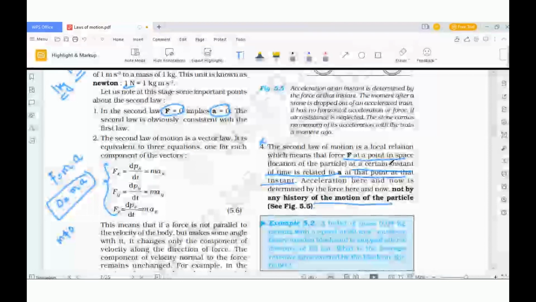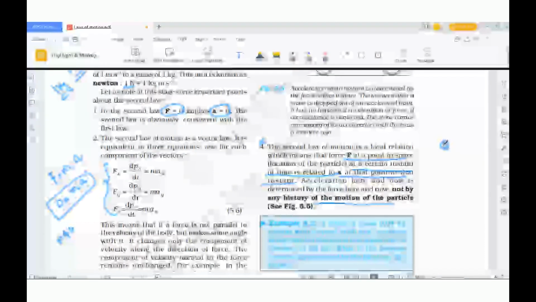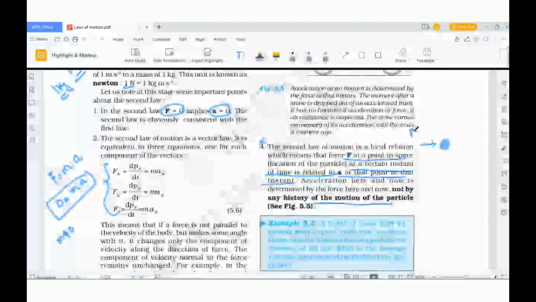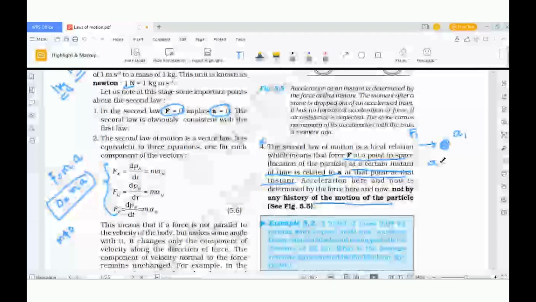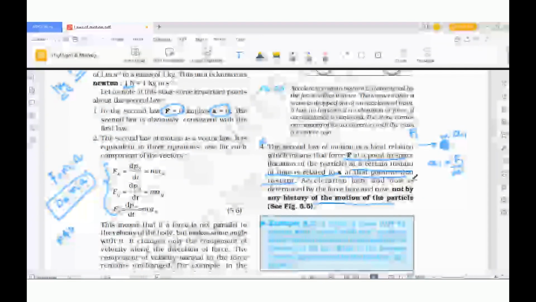For example, I have a particle here. Now I apply a force like F1, and let us say I get an acceleration like A1, which can be written as F1 by M. Do you agree?